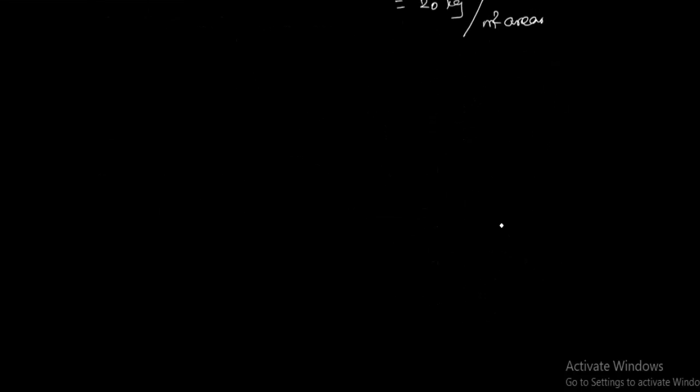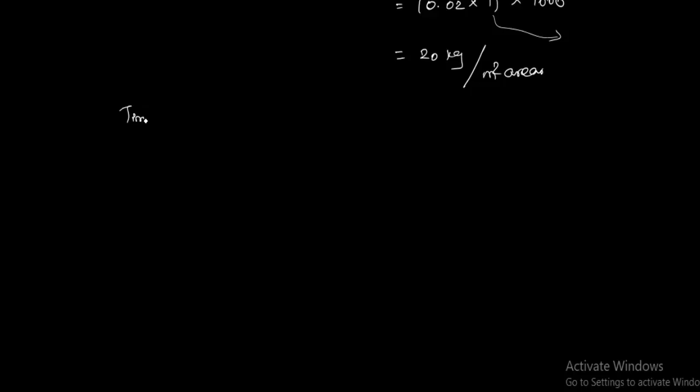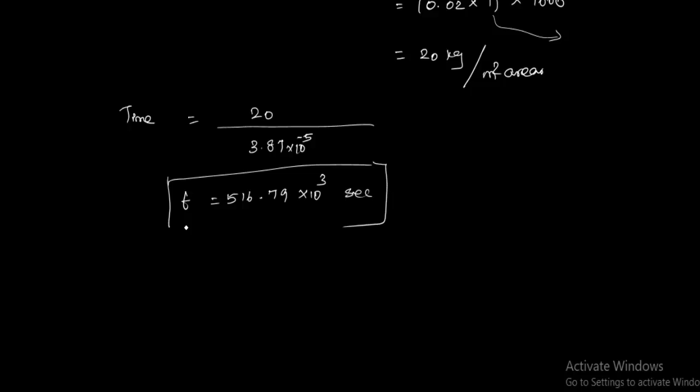So now you have to find the time required. Time required equals the total amount of water to be evaporated, 20 kg, divided by the mass transfer rate of water vapor, that is 3.87 into 10 to the power minus 5, which we found; that value has to be substituted here. So the final answer will be T equal to 516.79 into 10 to the power 3 seconds. The total amount of water will evaporate in this time.